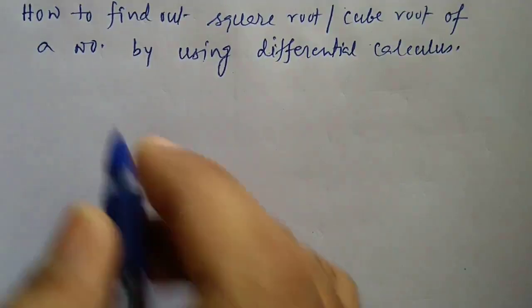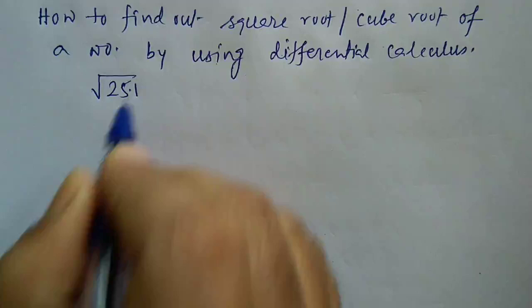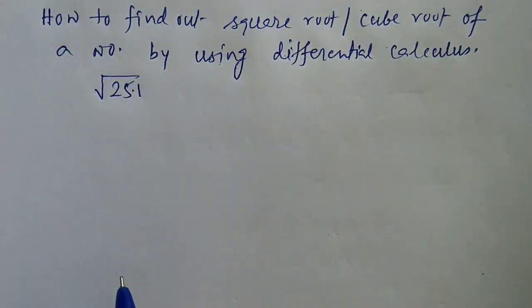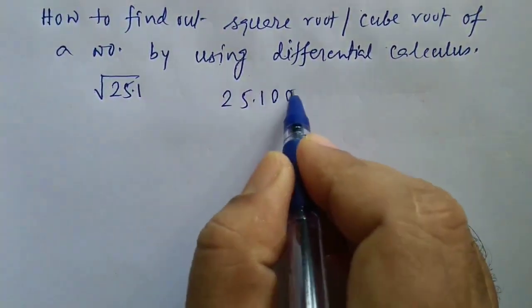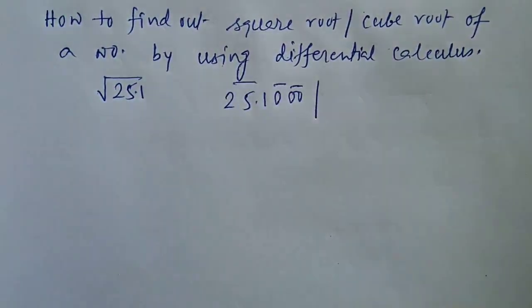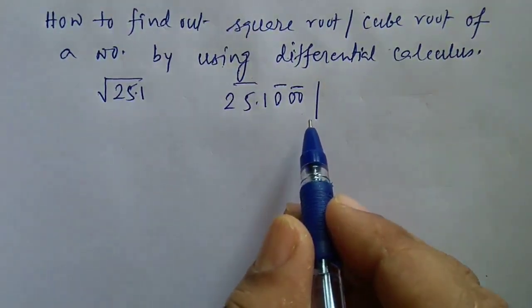Can all of you remember how to find out the square root of 25.1 by division method? You have learned in class 8th. I hope all of you can remember. We can find out by division method in this way, starting in this way.